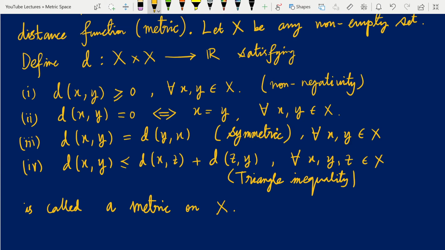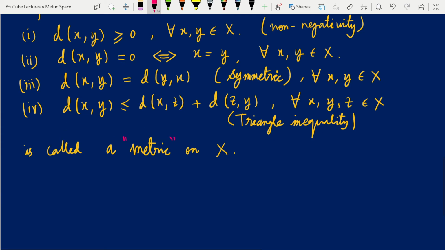This is a very interesting thing here. It is called a metric. Keep that in mind. So this metric or the distance function d defines the concept of distance on any arbitrary set X. The pair (X, d), that means I have some non-empty set and the distance function or metric on X, where I can talk about the distance between any two members of X, this pair is called a metric space.